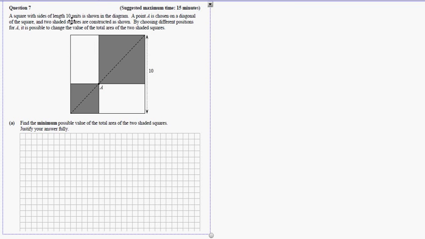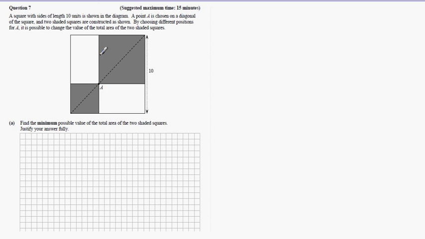Okay, so a square with a length of 10 units is shown on the diagram. Point A is chosen on the diagonal of the square. The two shaded squares are constructed as shown, but choosing different positions for A shows it is possible to change the value of the total area of the shaded region.